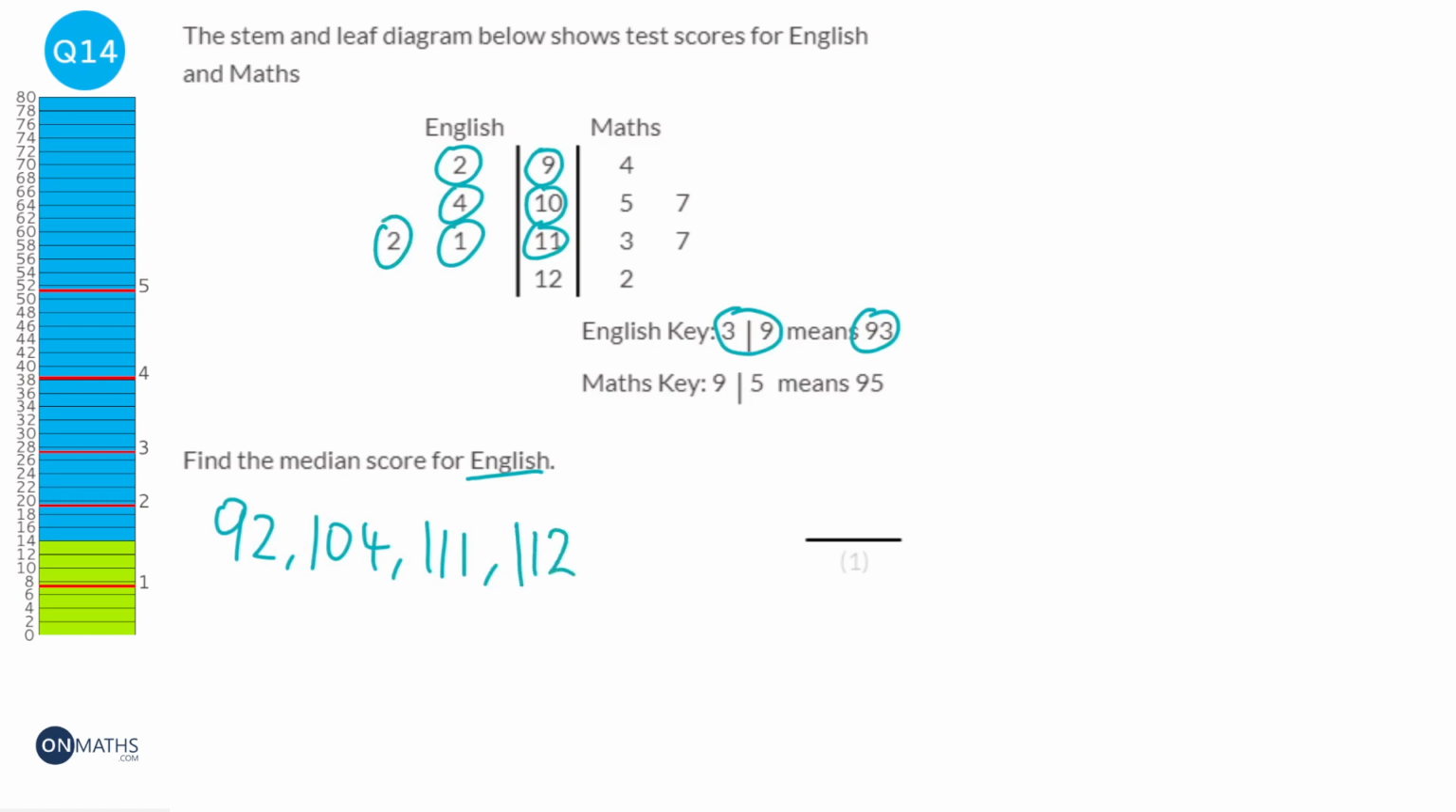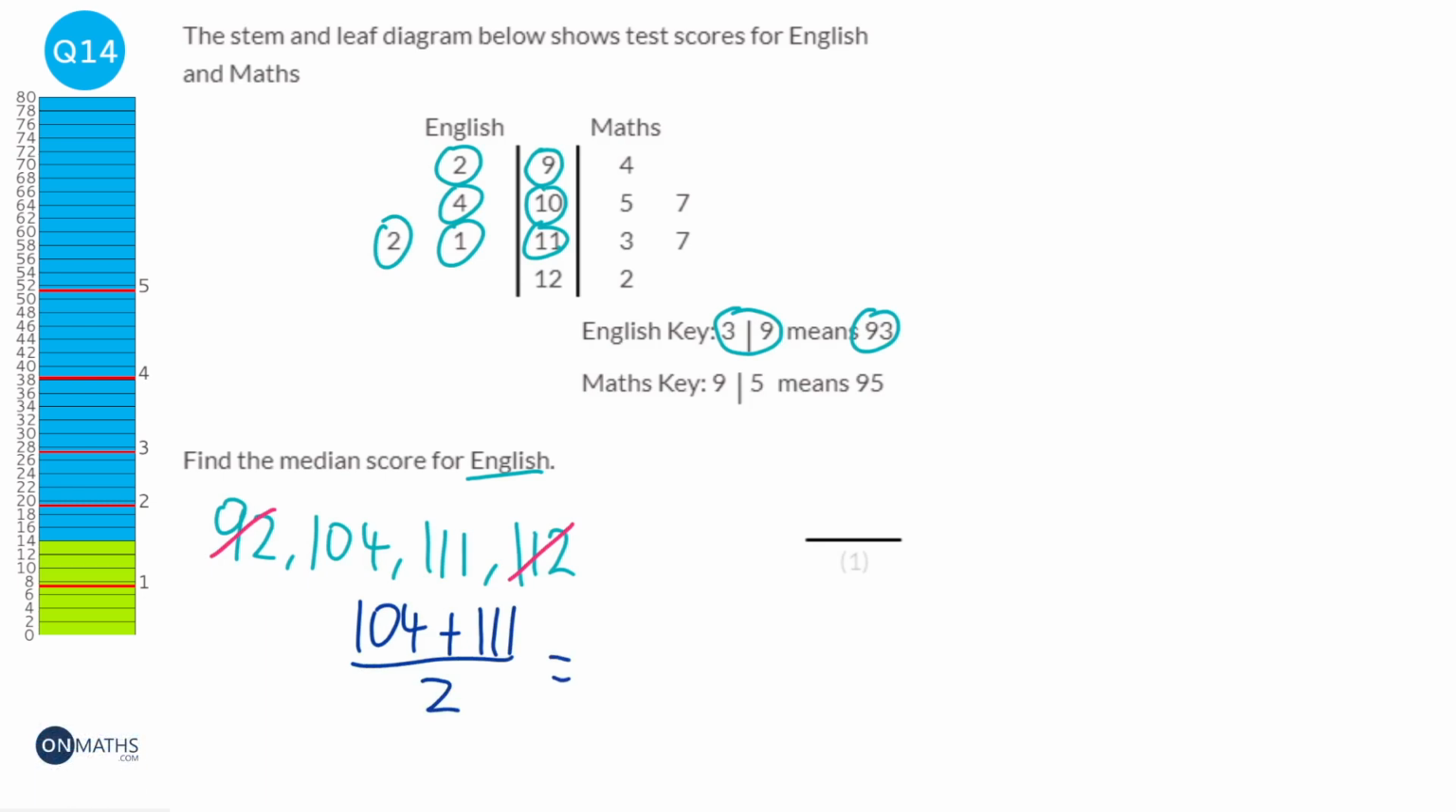So to find the median, we cross out the biggest and smallest until we're left with 1 or 2 in the middle. Here we're left with 2. So what we're going to do is we're just going to add the 104 to the 111, and we're just going to divide that by 2.